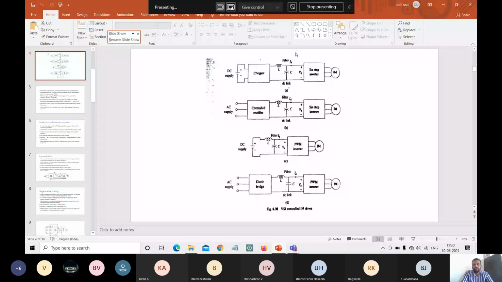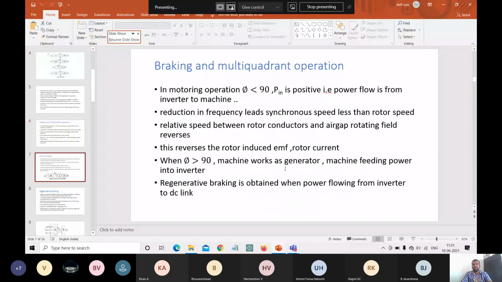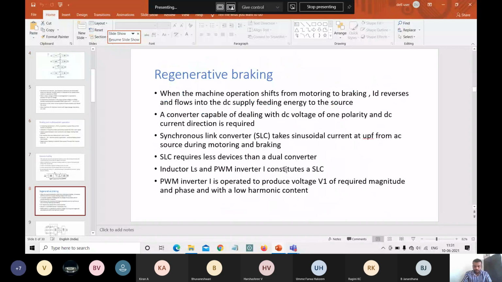So that is for dynamic braking. Okay, the next thing is regenerative braking. So how does the regenerative braking take place in our voltage source inverter? When the machine operation is shifted from motoring to braking, the current that is flowing into the circuit, that is ID, reverses its flow, and this reversed ID flows into the DC supply and feeds the energy to the source.